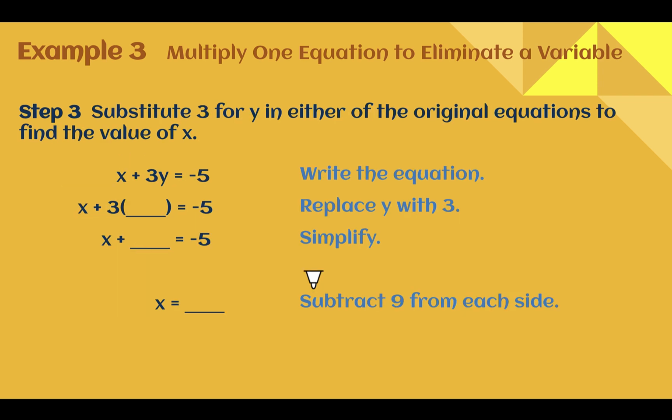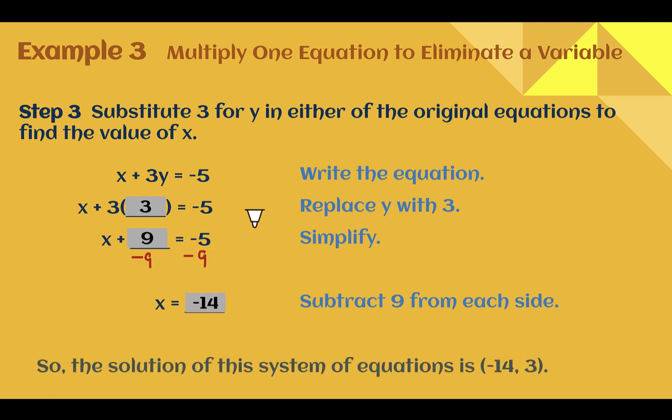Now that I know that y is 3, let's substitute that back in. 3 times 3 is 9. So something plus 9 is negative 5. If I take away 9 from both sides, I find that x is equal to negative 14. So the solution then, I would say x goes first, negative 14, and y was 3.